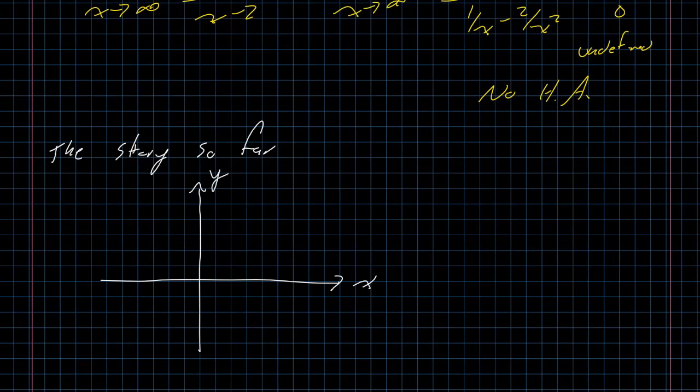All right, so what do we know so far? We know that the point 0, negative 2 is the y-intercept of this function. We know that x equals 2 is a vertical asymptote. We know that there is no horizontal asymptote, and we know that there is no x-intercept.